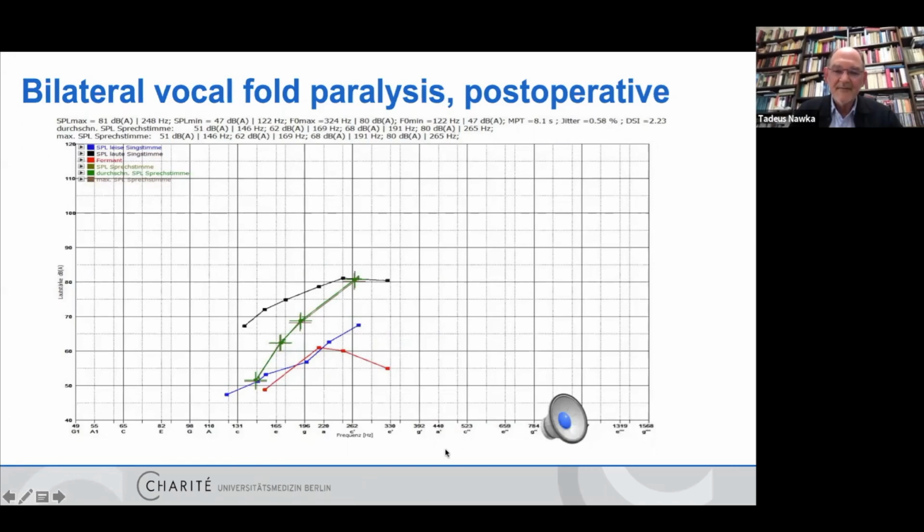Actually, from the point of view, the voice sounds very similar. It's much lower now, of course, and there is still some function of the voice, and the patient has better respiration. And this is actually what we are aiming at when we have patients that undergo this intervention.